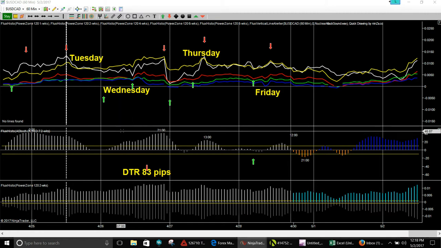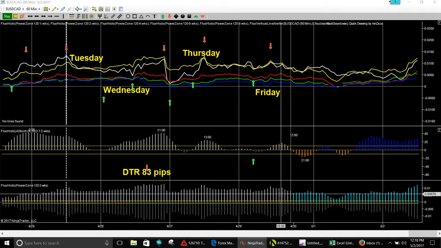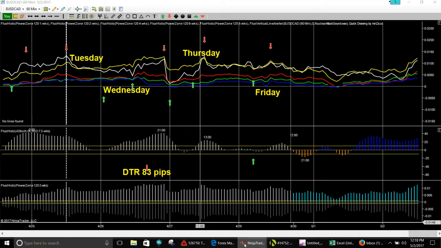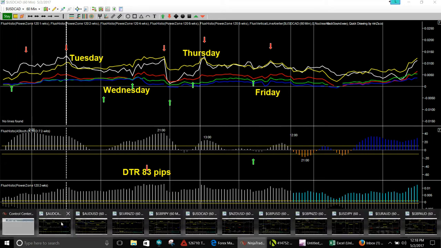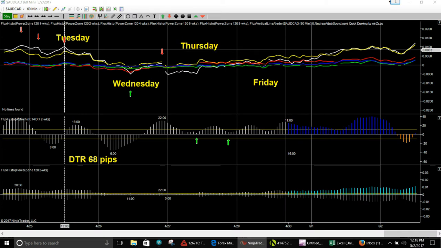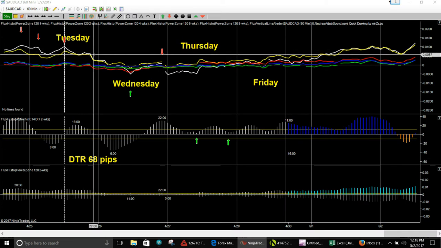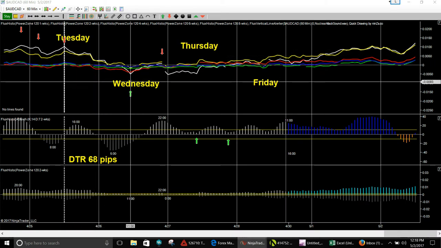Okay, so that's the US dollar Canadian, and we also have the Aussie Canadian, which is right here. Same thing. Looks like we're going down to the south, so we shall see, traders, until this time here on Wednesday for the Aussie Canadian. So the Aussie Canadian will probably hold the trade a little longer than the US dollar Canadian.